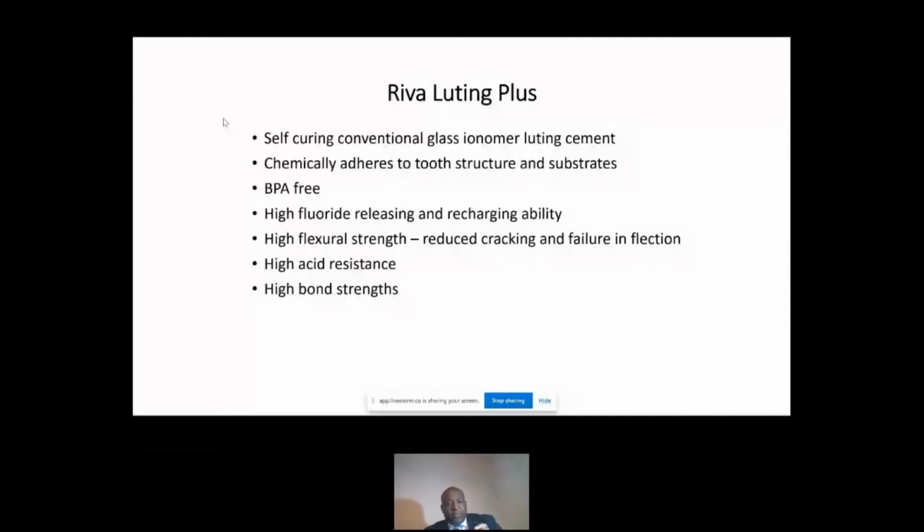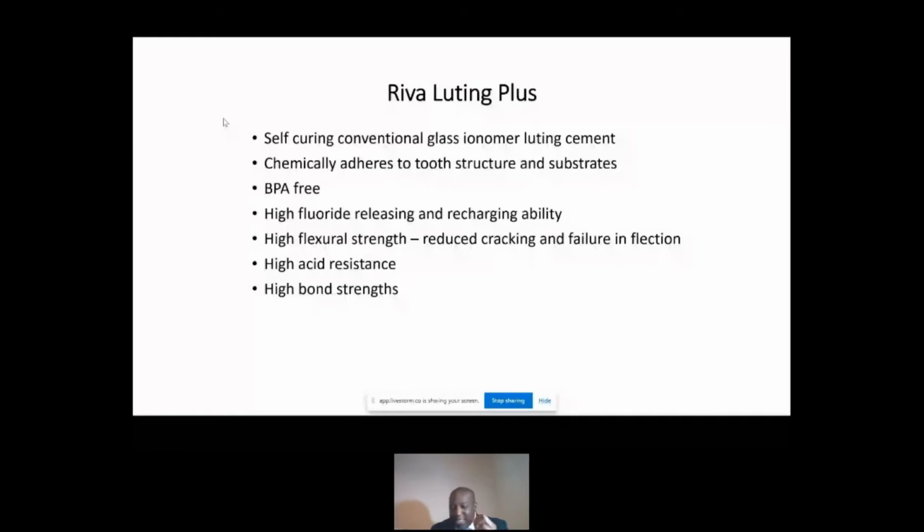And with SDI products, it has something called ion glass technology, which the end result is that there's a higher fluoride releasing and a recharging ability. So it releases fluoride, but it also absorbs fluoride as and when we brush our teeth. So it causes remineralization and it's a protective effect. It also has high flexural strength, and this means that there is reduced cracking and failures in flexion.